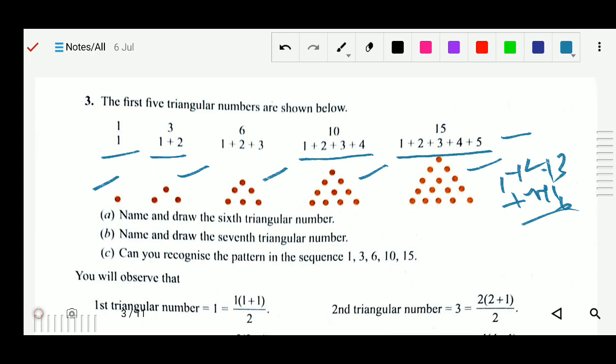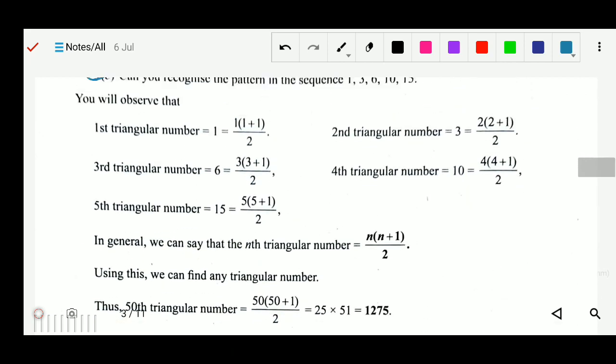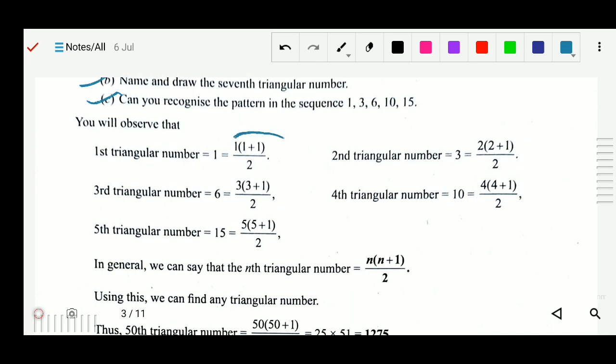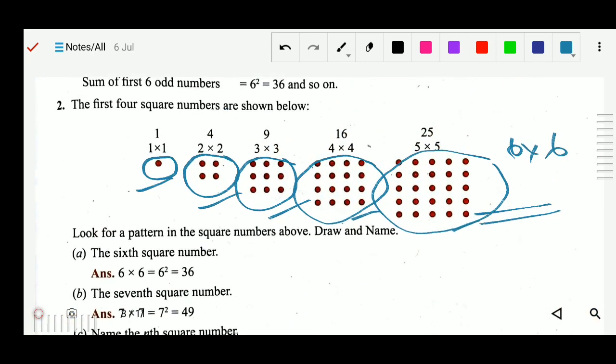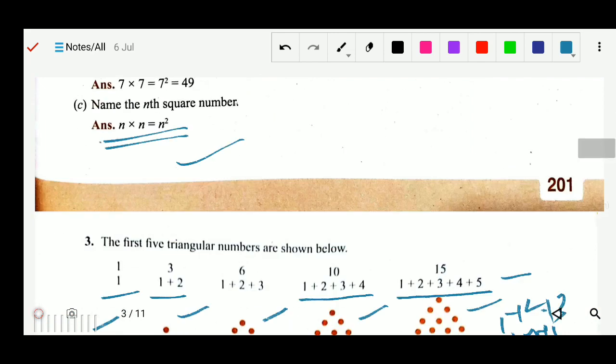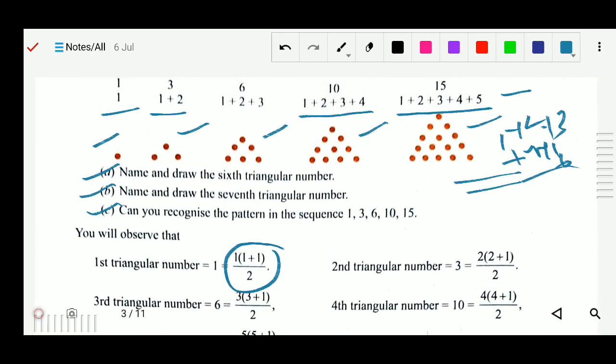So what we can conclude, we have to conclude the name of these things. After this, what we conclude is n into n plus 1 by 2, where n stands for the number of terms, and then we divide by 2. So we will get the different terms. After seeing these patterns we are able to conclude what its pattern is and how it has been increasing. So here we are increasing like 1 plus 2 plus 3 plus 4 plus 5. Likewise we have to do.